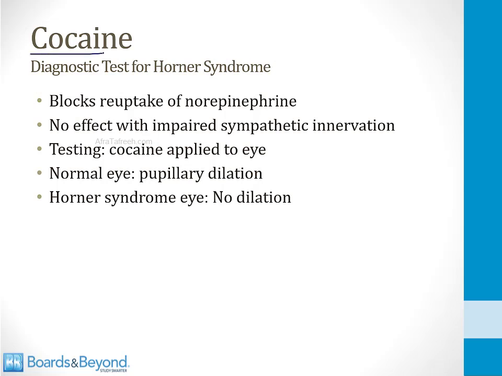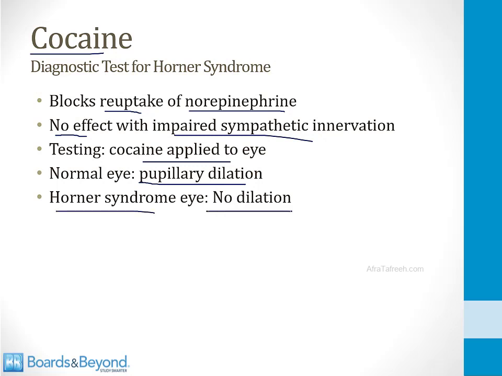The first one is cocaine. So cocaine blocks the reuptake of norepinephrine, and this will lead to increased sympathetic nervous system activity in the eye. However, cocaine will have no effect if there's impaired sympathetic innervation due to Horner syndrome. So you can use cocaine to test for Horner syndrome by applying it to the eye. If the eye is normal, there will be pupillary dilation. This means that the eye is receiving sympathetic nervous system input. In a patient with Horner syndrome, however, there will be no dilation, and that's because there's impaired sympathetic innervation to the eye.